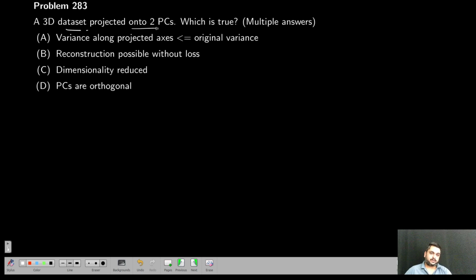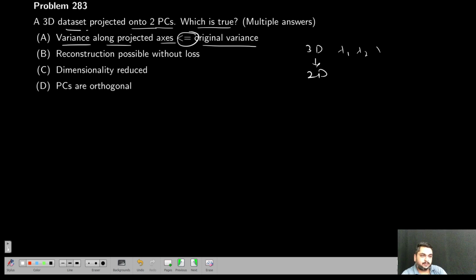A 3D dataset projected onto two principal components, which is true? So 3D to 2D. The dimensional reduction is from 3 dimensions to 2 dimensions. That's what they are saying. Variance along projected axis is less than or equal to original variance. Definitely, 3D to 2D means we will have 3 eigenvalues, and in 2D we will choose 2 eigenvalues with high variance. So definitely it will be less.